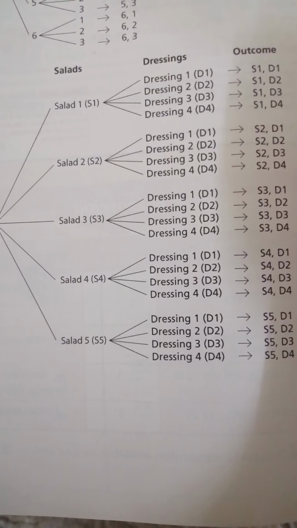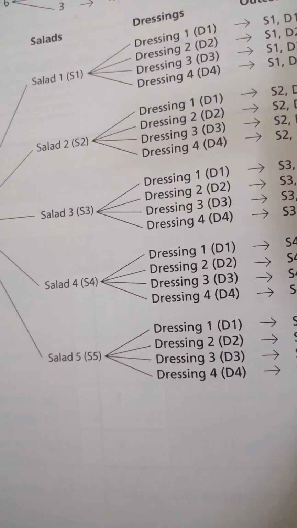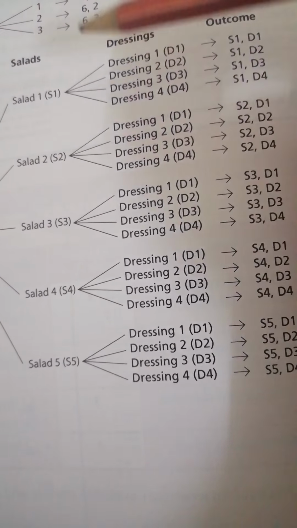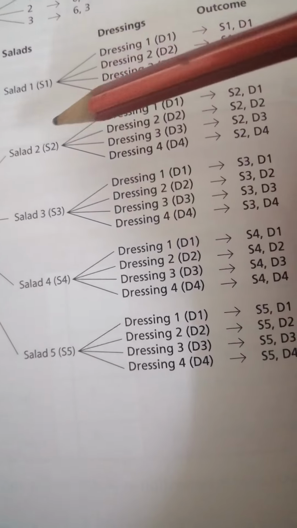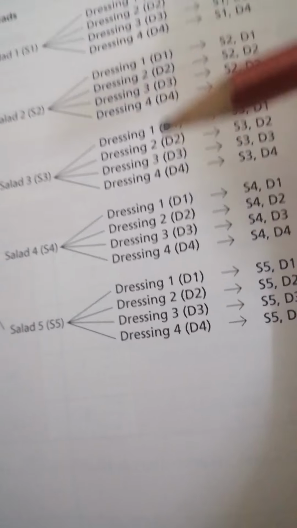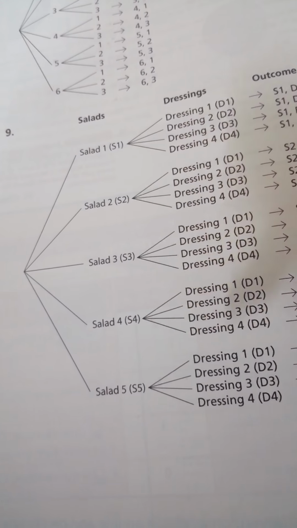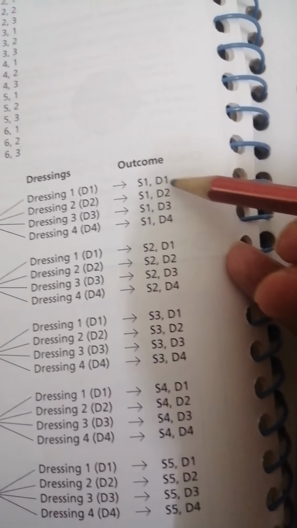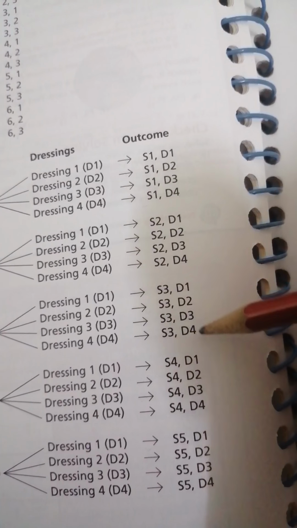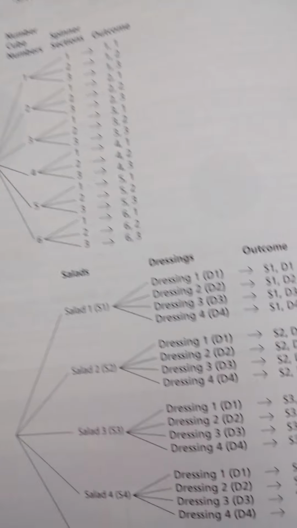Number 9. Look here: salad 1, salad 2, salad 3, salad 4, salad 5, with dressings D1, D2, D3, D4. Salad 1 with D1, D2, D3, D4. Salad 2 with D1, D2, D3, D4. Salad 3 with D1, D2, D3, D4. Salad 4 with D1, D2, D3, D4. And salad 5 with D1, D2, D3, D4. How many in all? 1 to 20. So 20 outcomes.